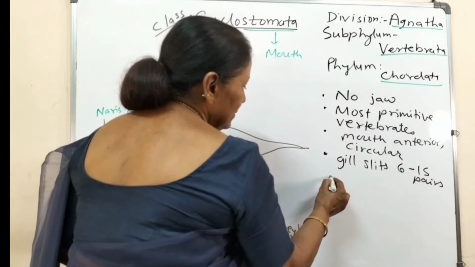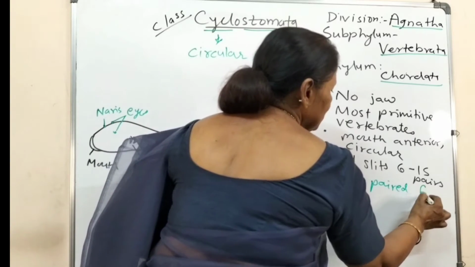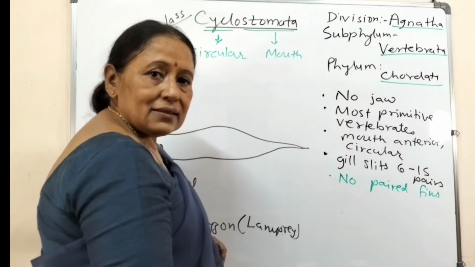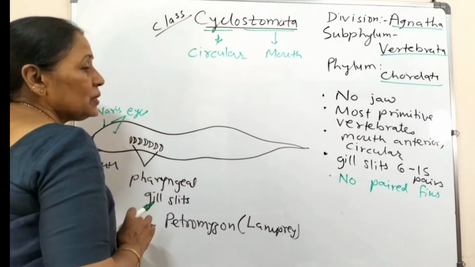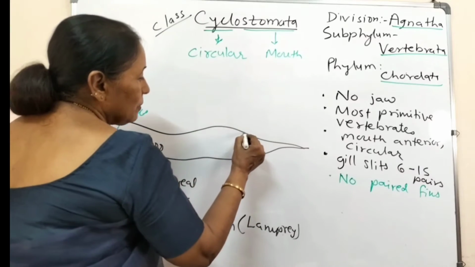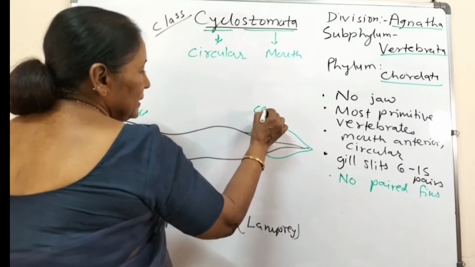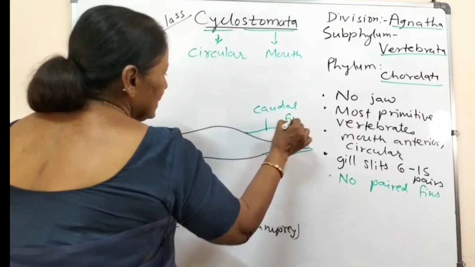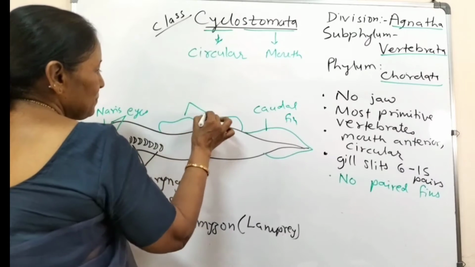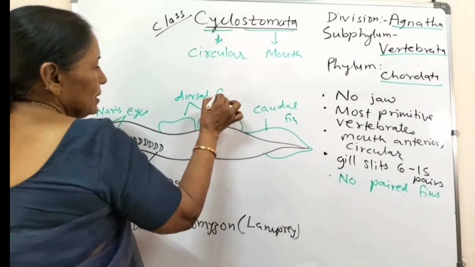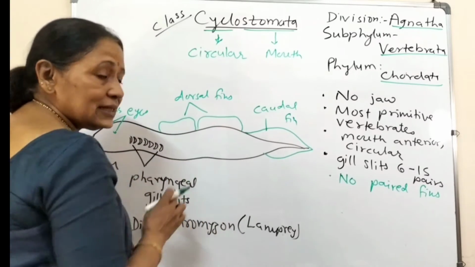They do not have paired fins. In case of true fishes, paired fins as well as unpaired fins are present. Whereas in their case, no paired fins are there. Here you will see, this is the caudal fin. Then there are 2 dorsal fins. This is one and this is one. These 2 are the dorsal fins. They are not paired. Here there is one single dorsal.